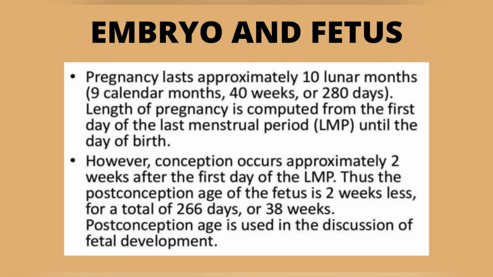Pregnancy lasts approximately 10 lunar months, that is 9 calendar months, 40 weeks or 280 days. Length of pregnancy is computed from the first day of the last menstrual period, that is LMP, until the day of birth. However, conception occurs approximately 2 weeks after the first day of the LMP. Thus, the post-conception age of the fetus is 2 weeks less, for a total of 266 days or 38 weeks. Post-conception age is used in the discussion of fetal development.